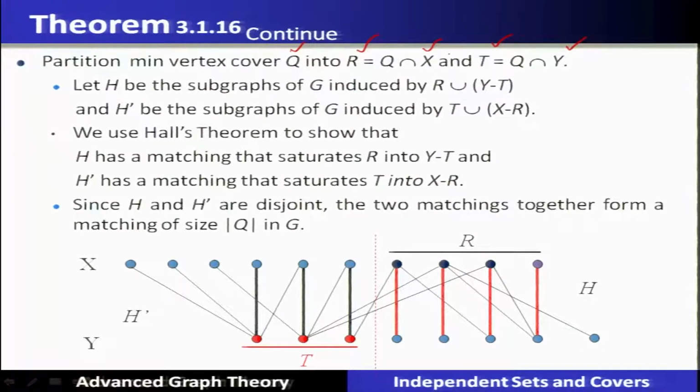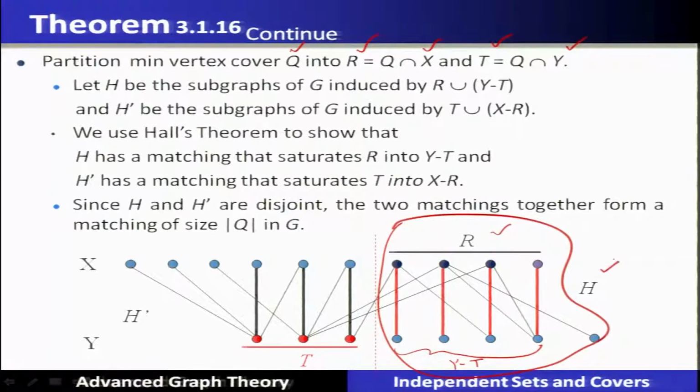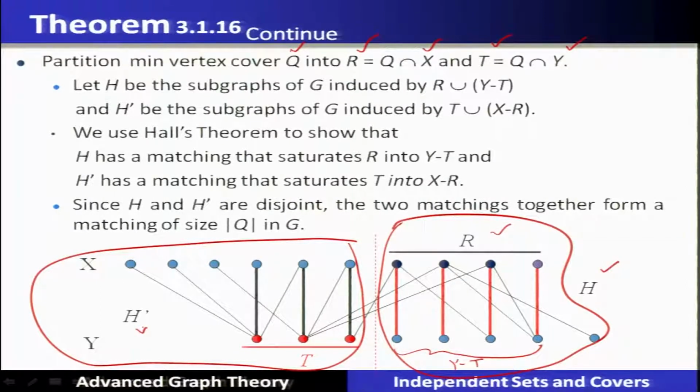Now, having partitioned into R and T, let H be the subgraph of G induced by R union Y minus T. So, R union Y minus T, this part of the graph we call H. Similarly, the graph H prime is also bipartite, an induced subgraph of G, and it will have T union X minus R. So, this is R, so this becomes X minus R, and this is T.